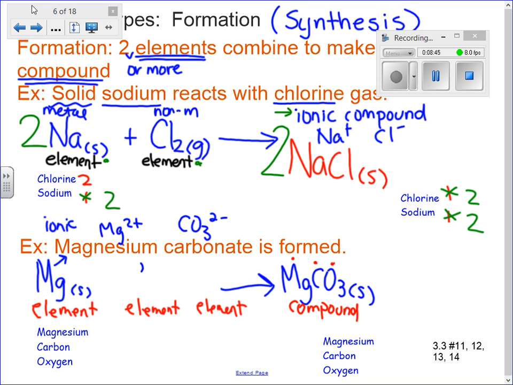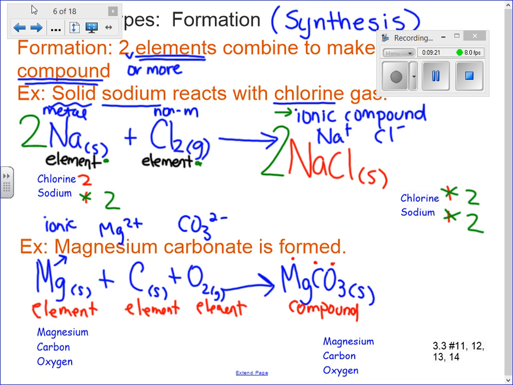Carbon is also not on the list. I would write C solid for carbon. Oxygen is on the list. Oxygen always has a 2 when it's an element. So I would write O2 gas. These are 3 individual elements, so I would put pluses in between them. Notice I didn't write O3 just because I had a 3 next to oxygen at the end. I wrote O2 because when oxygen is an element, that's the number that goes with it.